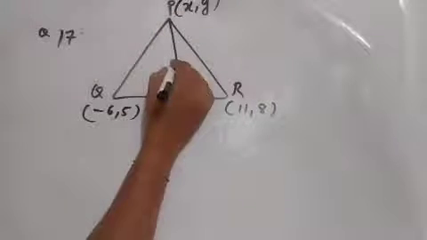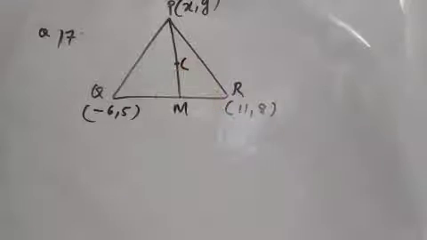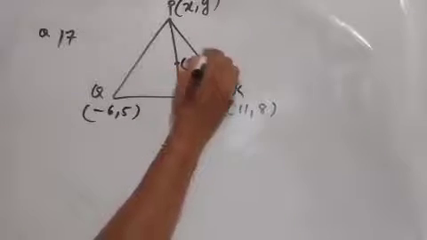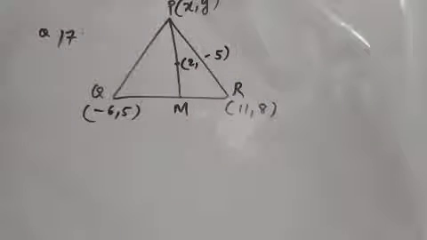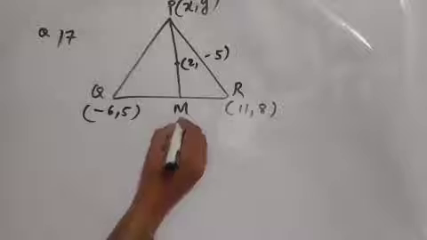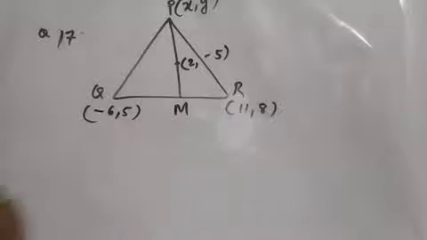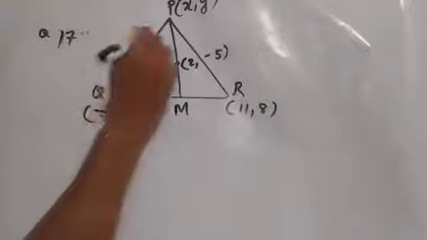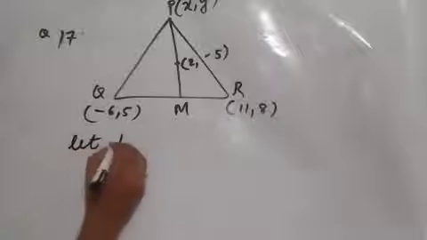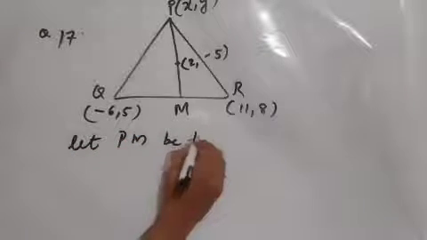Let us take the median from P to the midpoint. Okay, so this is given. The centroid is given as (2, minus 5). The coordinates of the centroid are given, and P we have to calculate. First of all, we have to calculate the midpoint of QR, no? PM is the median. Let PM be the median.